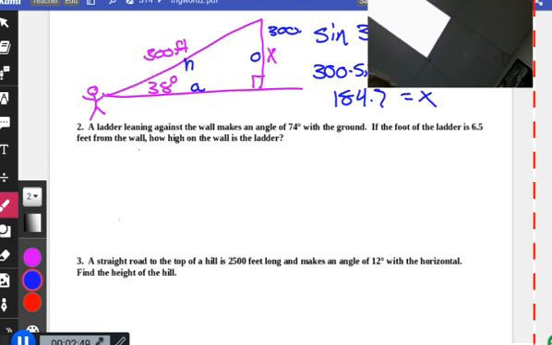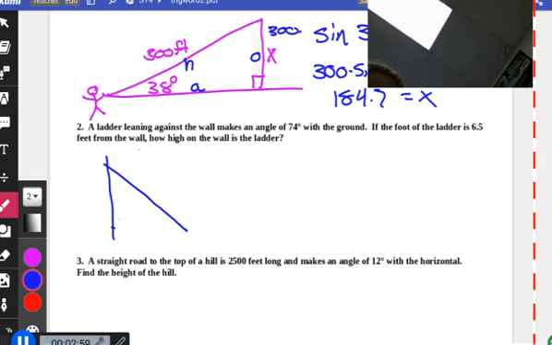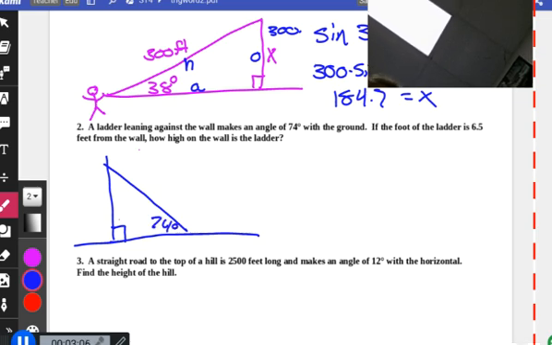A ladder leaning against a wall. So we have a wall and we have a ladder leaning against it. It makes a 74-degree angle with the ground. Well, the wall is going to be perpendicular to the ground, so that means our 74-degree angle must be over there. If the foot of the ladder is 6.5 feet from the wall, here's the foot, so this must be 6.5. How high on the wall is the ladder? So we're looking for this.